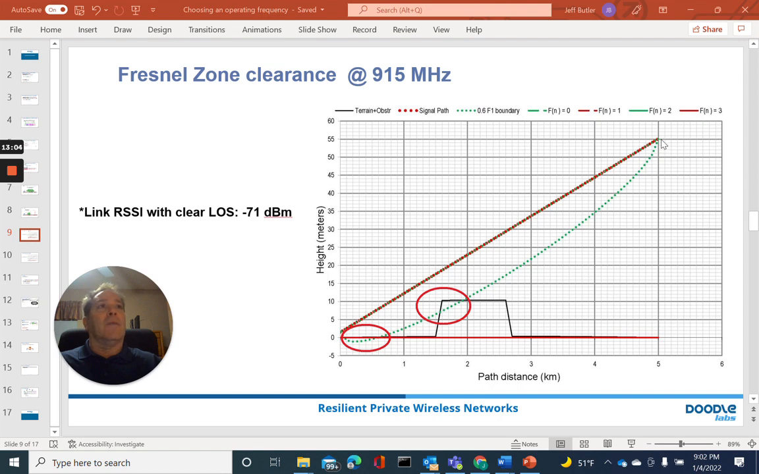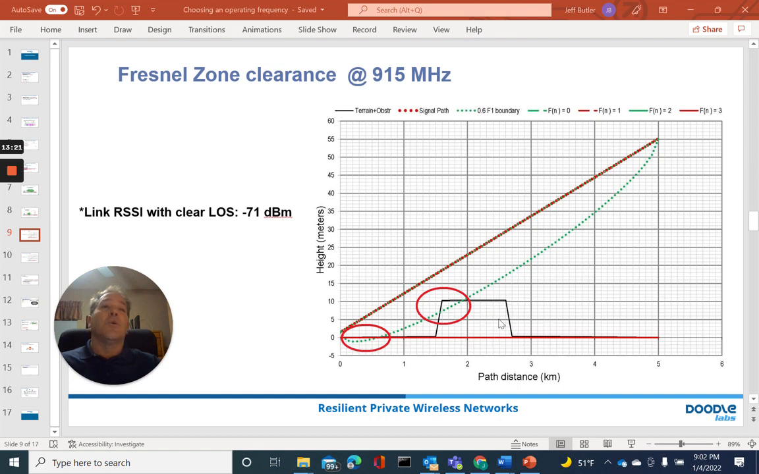So if we come over here and look at the 0.6 F1 boundary, which is this green dotted parabola here, this area has to be free of obstruction. The 0.6 Fresnel zone has to be free of obstruction for us to have a solid and stable link, which we would anticipate here, which we're looking to replicate here.